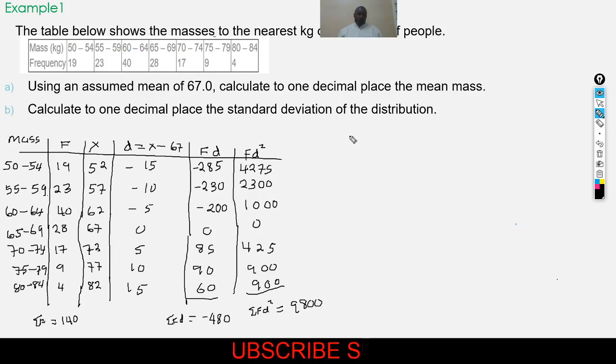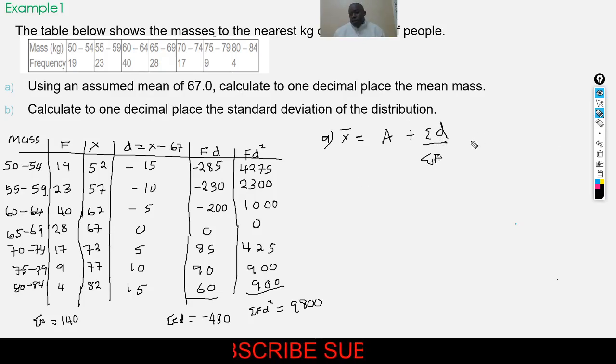Now, for us to find the mean, you are using assumed mean, that is part A. To get the mean using assumed mean, the mean equals 67, that is the assumed mean, plus summation of FD all over summation of F. So in simple terms, the formula is the assumed mean plus summation of D all over summation of F.